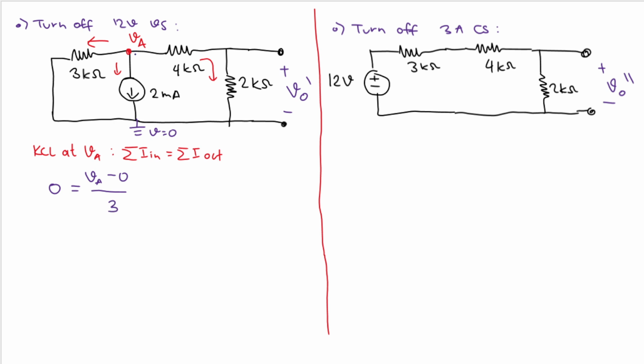Good. And then here we have exactly 2 milliampere, so I'll have plus 2. And then what else? We have this one here, which is sec VA. So I'll have plus VA minus 0 divided by 4 plus 2, right? Because this is in series, so I will have 6 here. Multiply both sides by 6.